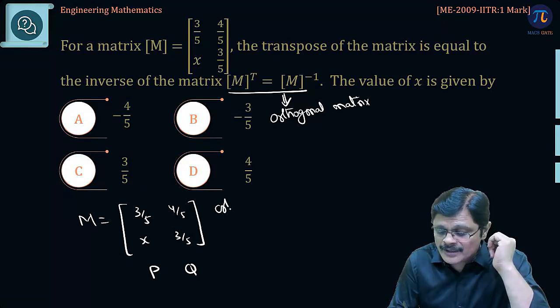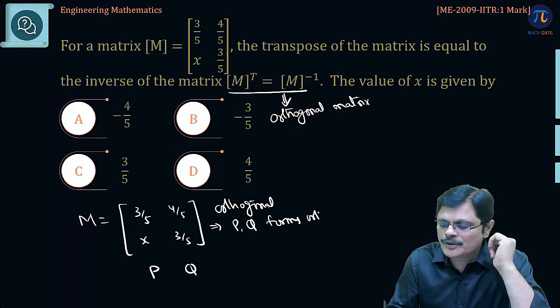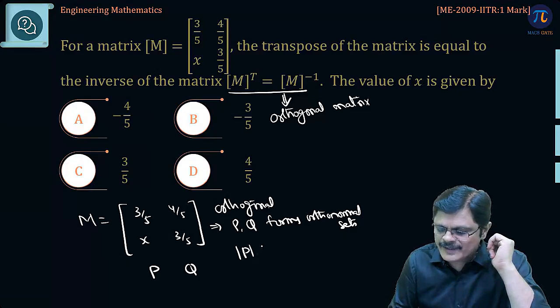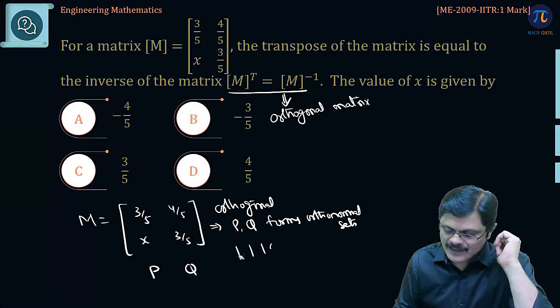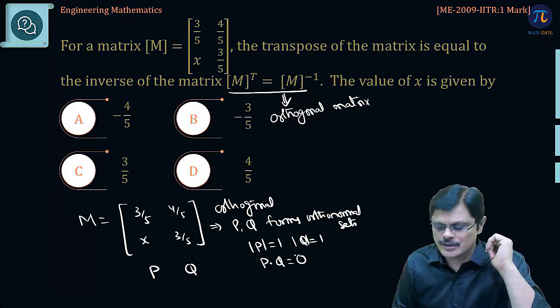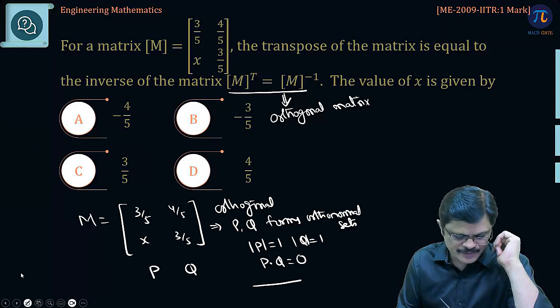If it is orthogonal, it means P and Q form an orthonormal set. This is a beautiful result which helps us solve this problem very quickly. That means the length of these two vectors should be equal to 1, and the dot product of these two vectors is equal to 0. So just use the dot product, sir. What is the dot product of these two vectors? The denominator is 25.